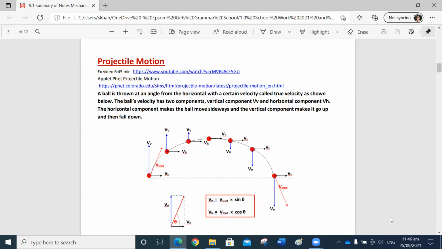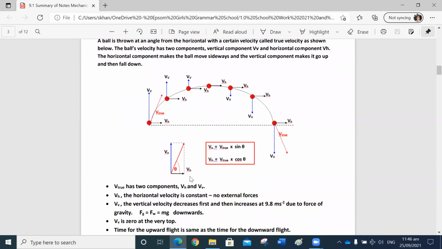So to solve these types of problems, first of all, you need to calculate the vertical component and horizontal component as I mentioned before. So vertical component is always velocity times sine theta. Horizontal component is velocity times cos of theta. So that's the first thing that you need to calculate.